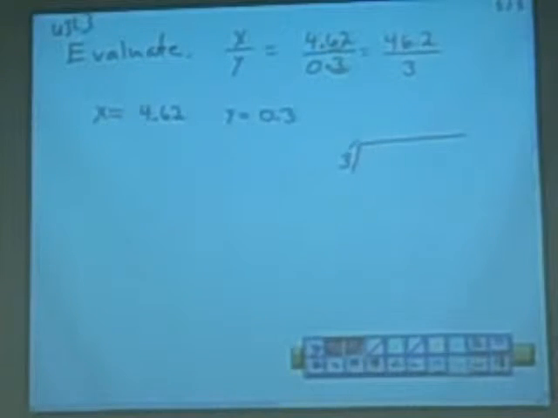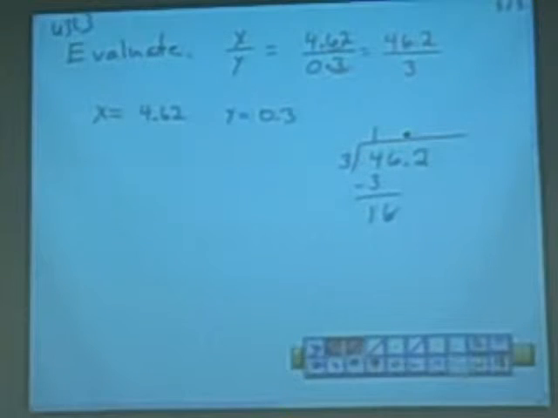Denominator goes in our divisor, 46.2. What's the first thing we do? Move the decimal point up. Right. And can we divide 3 into 4? Yes, we can. So we start there. So that's 1 times 3 is 3. Bring the 1 down. Okay, bring the 6 down.